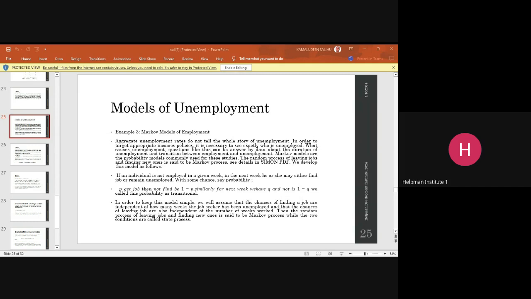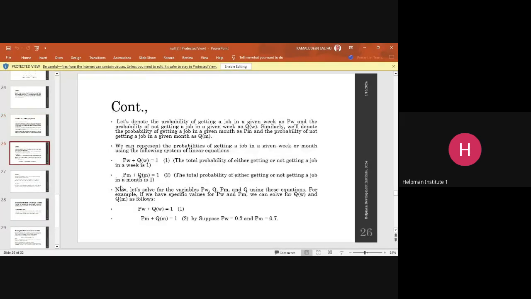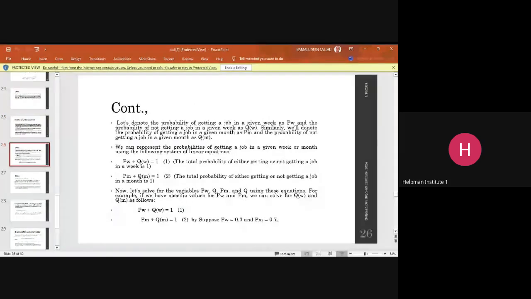Let's go to the next slide. The explanation is well explained. Let's move to the next slide. So let's denote the probability of getting a job in a given week as P of W, while the number of people not getting a job in a particular week we denote with Q of W. Similarly, we denote the probability of getting a job in a particular month with P of M, and not getting a job with Q of M.